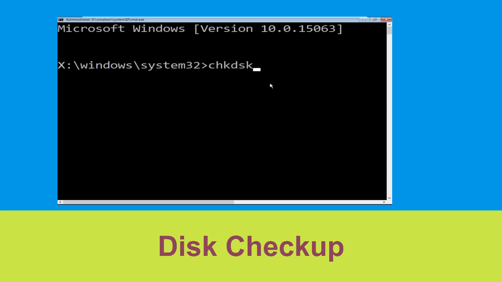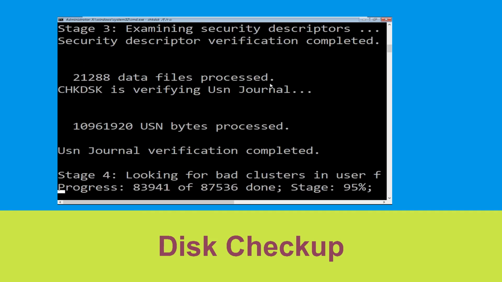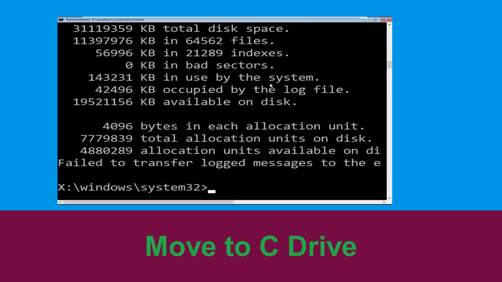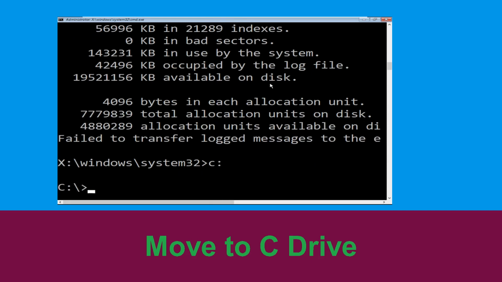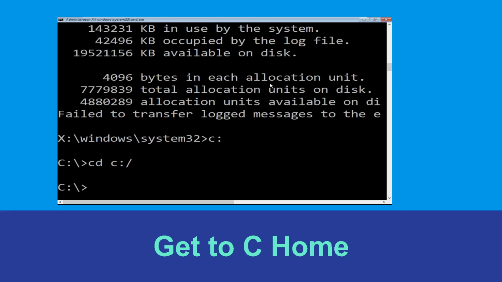Type chkdsk /f /r /c: and hit enter to execute this command. Type c:, then hit enter. Type cd space c:/ and hit enter to execute the command.